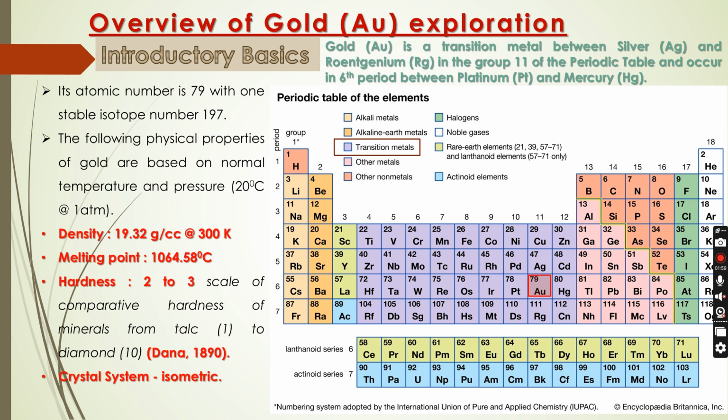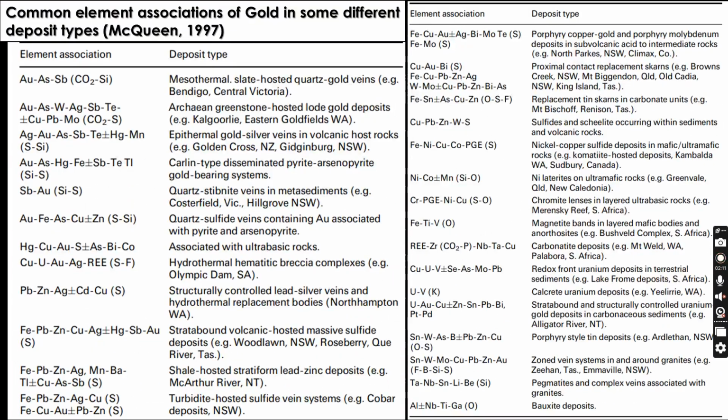So this is the primary information that should be kept in mind whenever anybody is interested in gold exploration. Next, let us see, as per McQueen 1997, who characterized different deposit types of gold and its geochemical association with other elements, which are often utilized as pathfinder elements in gold exploration.